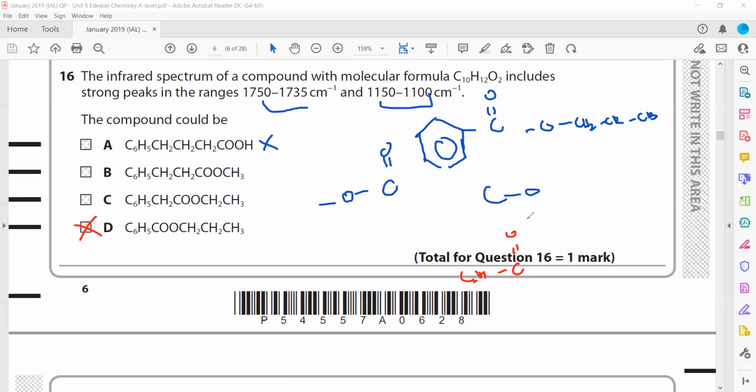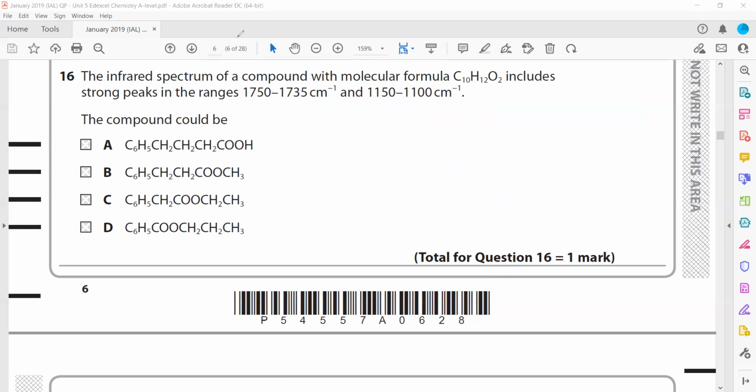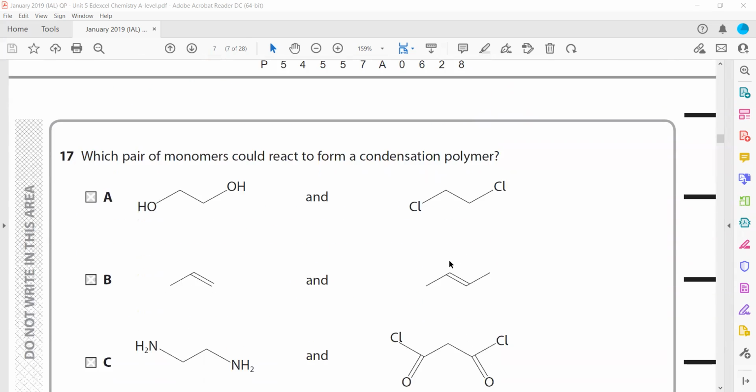So this one is due to C double bonded with O, and this compound, when the benzene ring is there next to the carbonyl group, next to the CO group. That's why D is the right answer for this.